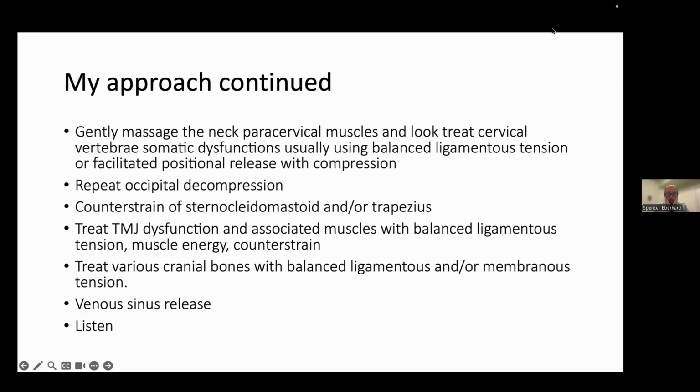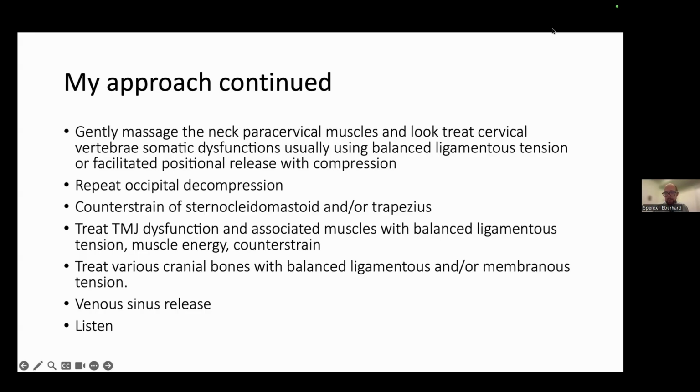And then I kind of focus on the TMJ, so all the muscles there, trying to use various different types of techniques to really help release all those restrictions and somatic dysfunctions from the jaw. And then I might also do what's called the venous sinus release. So I actually work with the cranial bones around what we call the venous sinus drainage system, which I'll show you some pictures of later, what that looks like.